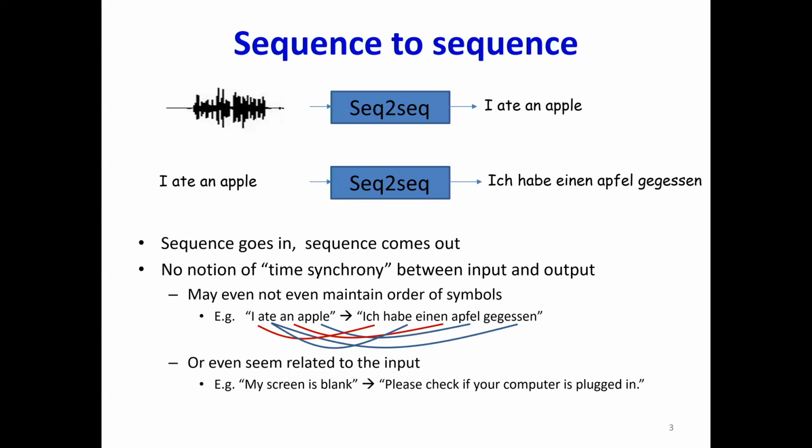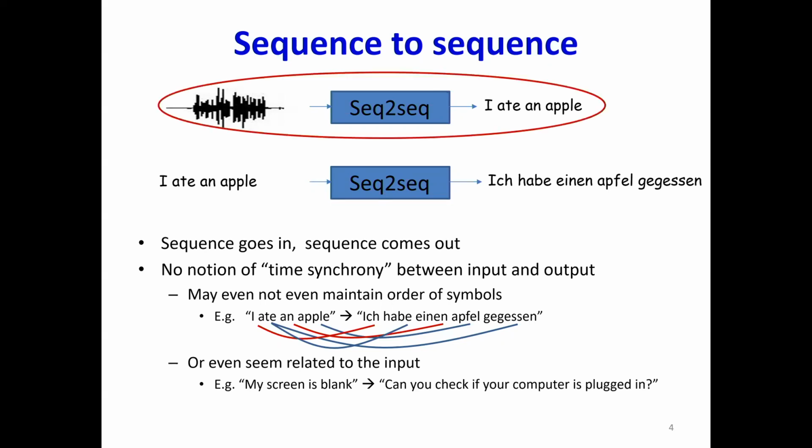And you can have things like a dialogue system where what goes in might be a question, and the answer that comes out may have nothing at all to do with your input. So your question is, my machine's showing a blue screen. And the answer is, did you try rebooting it? There's no correspondence at all. So we have different kinds of problems.